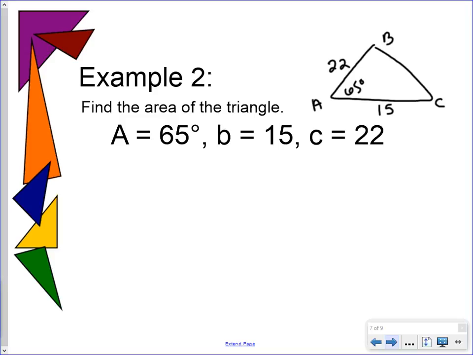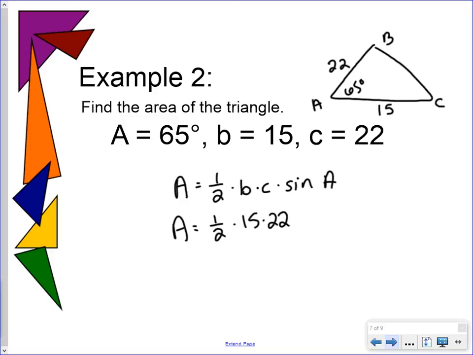Okay, so I'm ready to go. I would use the formula area equals 1/2 times B times C times the sine of A, right? I have two sides and the included angle. So 1/2 times 15 times 22 times sine of 65. I've got all the pieces I need. Now think about, if it didn't give me a piece I needed, I would do law of sines to find the thing I need.